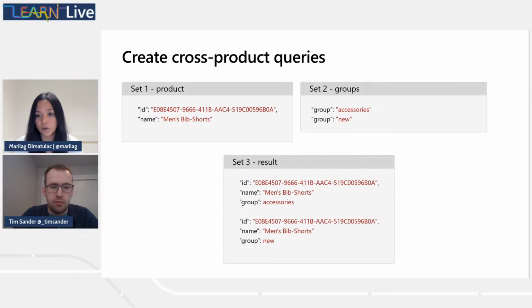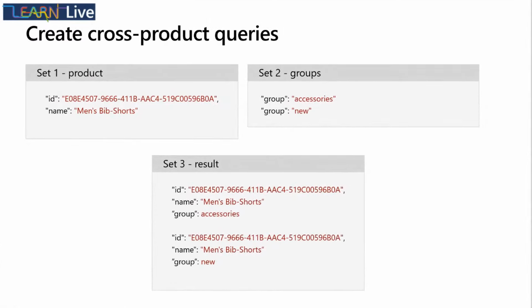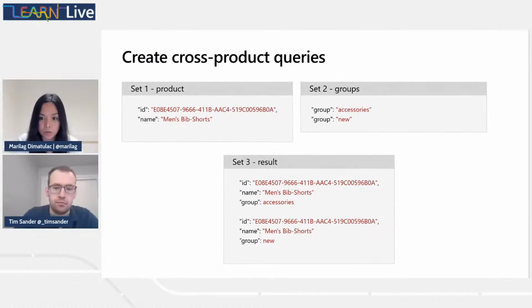So for example, here you can see in set one, you have a single product with an ID and a name, whereas in set two, you have two different groups, which are accessories and new. And when you do cross-product queries, you're essentially creating a third set where you combine set one and set two. So now you'd have two items, two instances of the product, each mapped to each of the groups, accessories and new. Again, in relational databases, set one and set two would be two different tables, and then you do the join and you get this result.